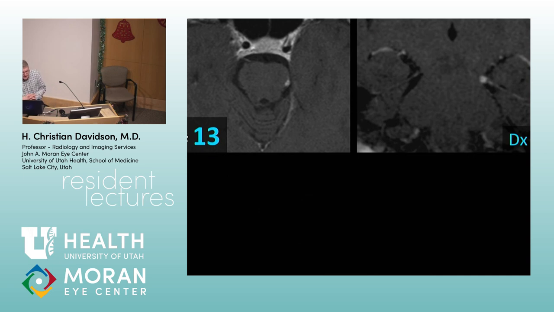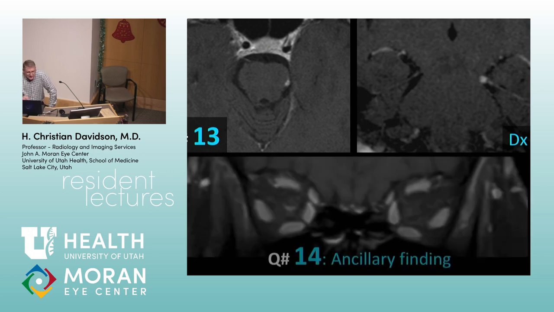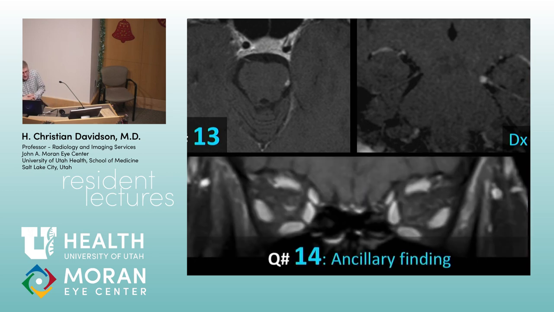Okay, these are two T1 post contrast. This is a patient with chronic painless diplopia related to a nerve malfunction on the left. And I'm not going to tell you which nerve because you're going to tell me that. But the question is, what's the diagnosis? And maybe another ancillary finding here. This is a coronal T1 post through the orbit.